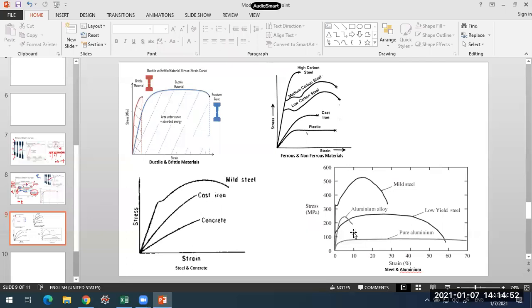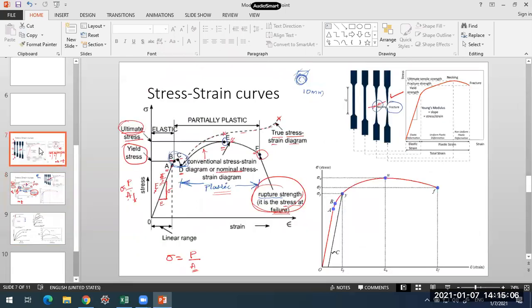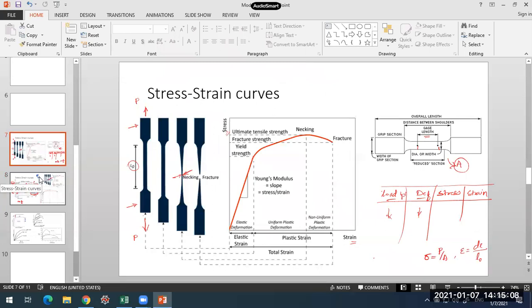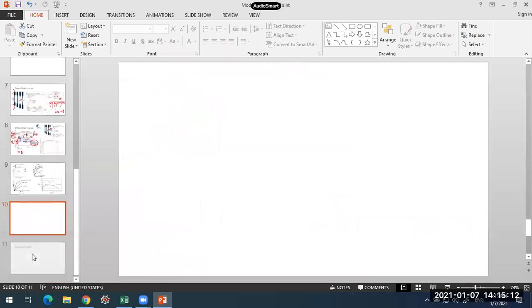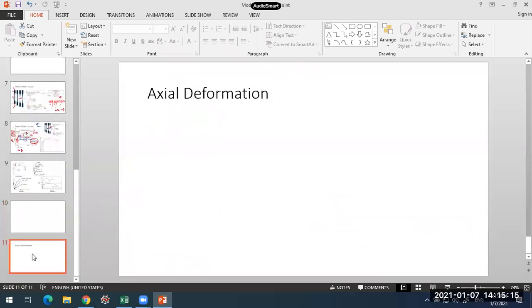Whereas this is an aluminum alloy. Actually, this is what you have, the pure aluminum. A large amount of plasticity will be there in the case of pure aluminum. So these are some stress strain curves. We are mainly interested in the stress strain curve for steel, that is a material we will be coming across in our construction, and other than that, concrete. So we should be very much familiar with these two mainly.